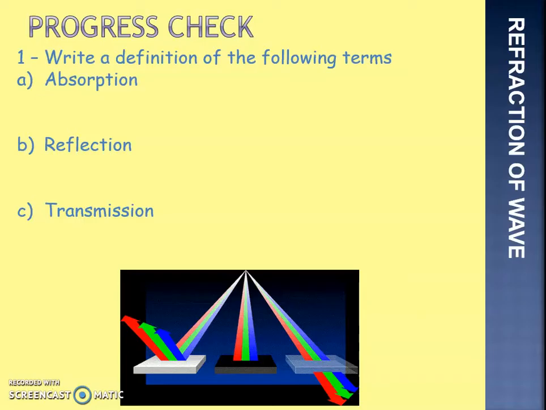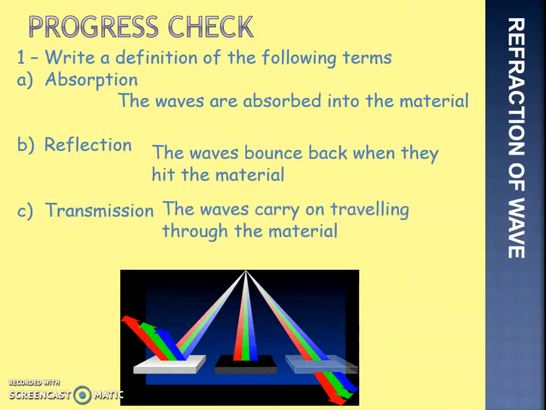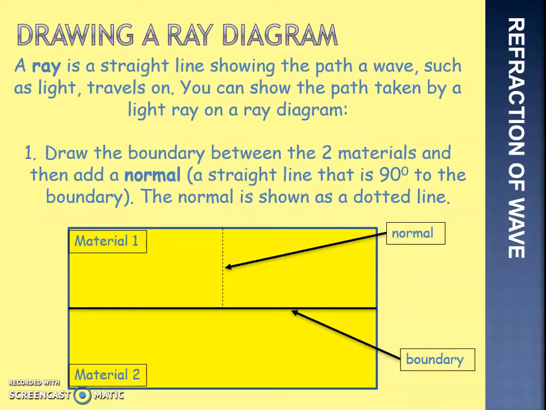Okay, so first one, absorption. Absorption is where the waves are absorbed into the material. The energy is absorbed into the material as well. Reflection is when the waves bounce back when they hit the material. And transmission is when the waves carry on travelling through the material. When we talk about refraction, we're referring to waves that have been transmitted through the material.